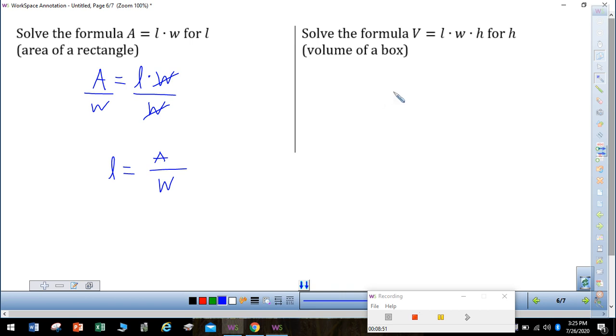Let's look at the formula for the volume of a box. Volume equals L times W times H. The H represents height here, and here we're wanting to solve for H. We want to get H by itself.